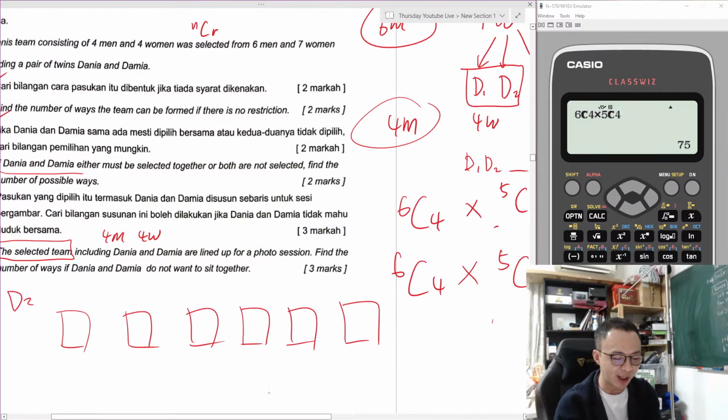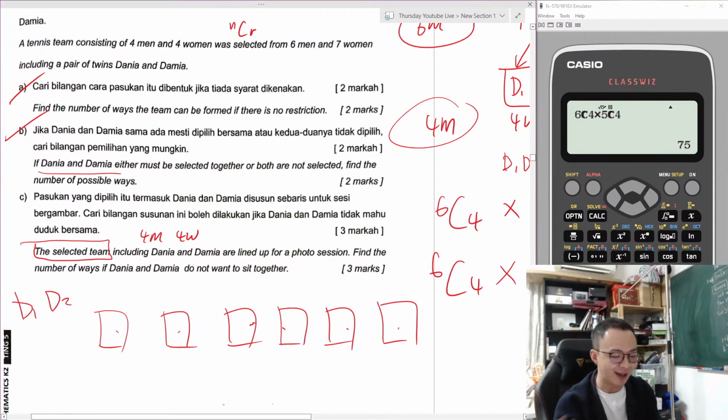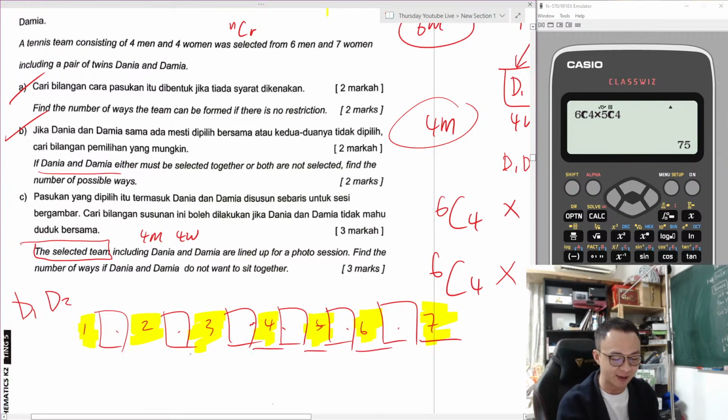1, 2, 3, 4, 5, 6. Okay, these six random people are within 4 men and 2 women. And because I've taken D1 and D2 out, if I do not want Damia and Dania sitting together, I'm going to make sure they sit at the places here, the yellow color ones. So right now you see how many yellow places I have. 1, 2, 3, 4, 5, 6, 7. So I have 7 places here, Damia and Dania can choose from here. And they only have 2, right?